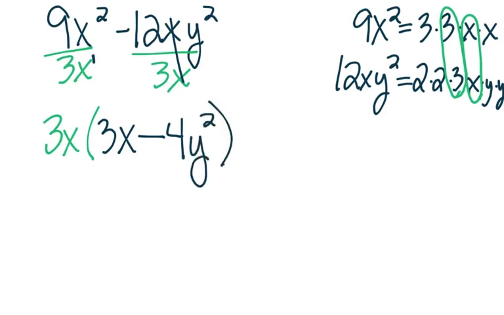And again, we can check our answers. So for the first part, we got a 3 and an x. 3x went in our parentheses. 2 times 2 gave us 4, so there's our 4 in our parentheses. And then we had 2 y's left over, which is our y squared. So this is our final answer.